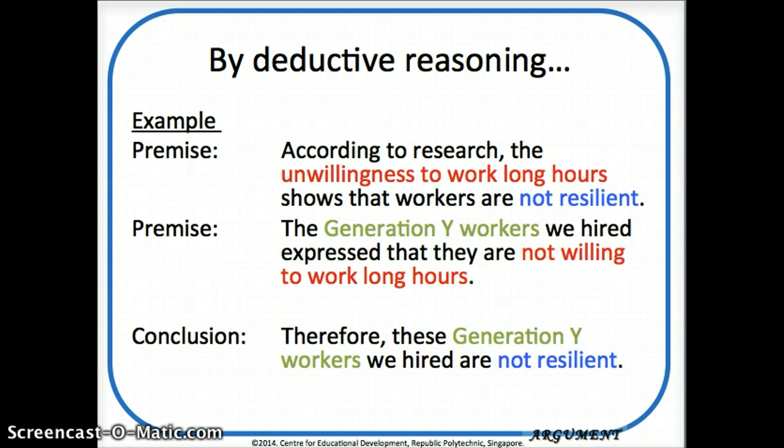Here's an example of a deductive line of reasoning. We start off with some factual data collected from research. Here, unwillingness to work long hours shows that workers are not resilient. Then we make specific observations about young workers not willing to work long hours. Since the line of argument is built on a fact, then the conclusion that young workers are not resilient must follow the premise with certainty.